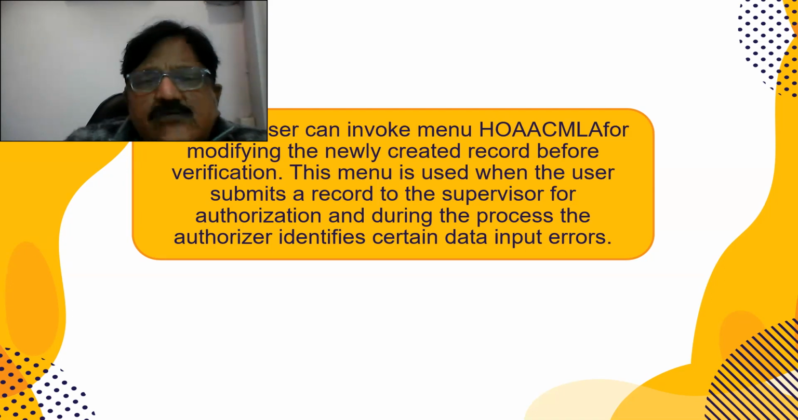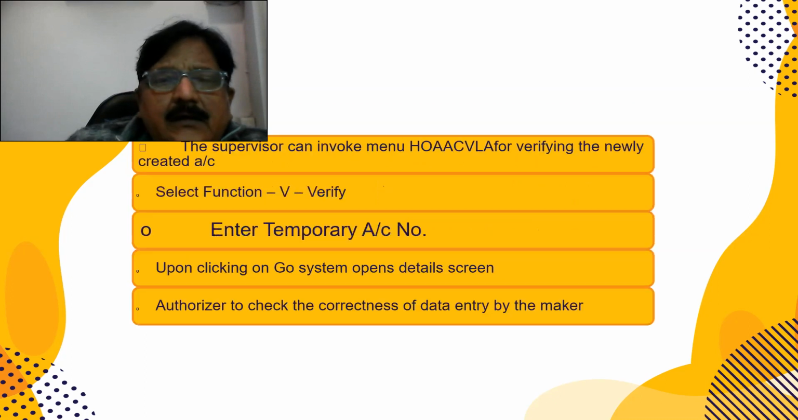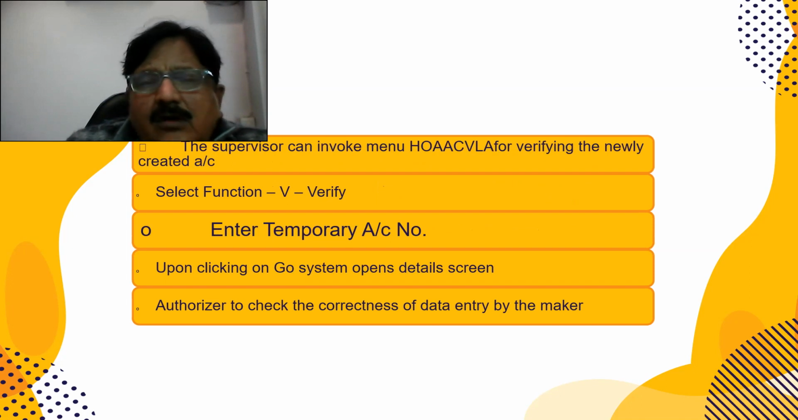This is used when the user submits a record to the supervisor or the verifying officer for authorization, and during the process the authorizer identifies certain data input errors. This is the command for verifying the loan account after it has been created or modified by the maker: HOAACVLA, V is for verification.